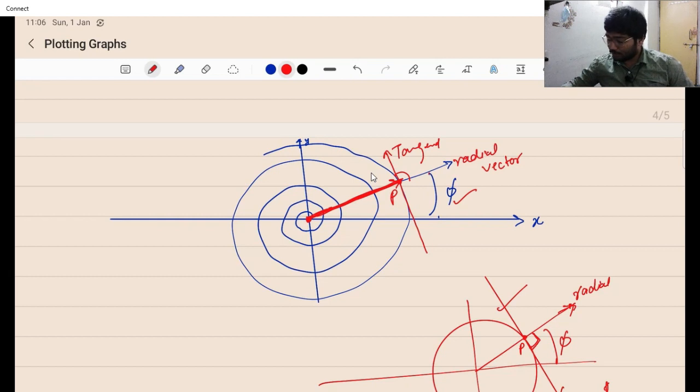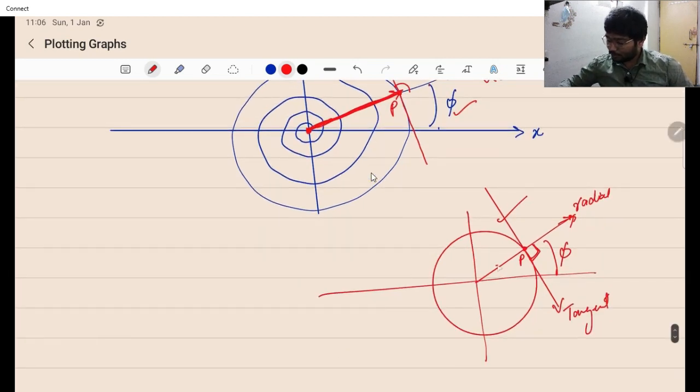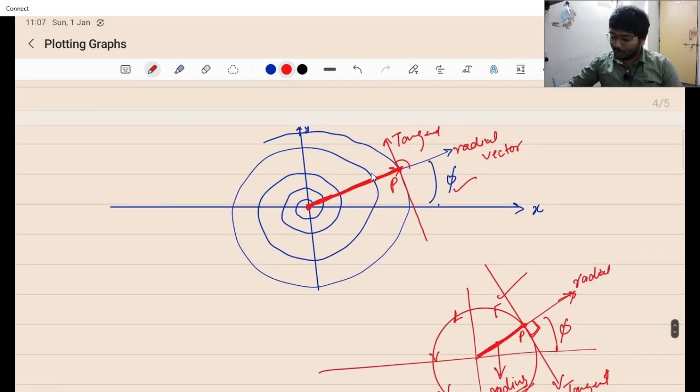In the case of a circle, the length of the radius vector is actually called the radius, and it is fixed. So this radius is a constant parameter for a circle. As you increase phi and move along the circle periphery, this length, which is the radius, is not changing. But in the case of a spiral, it is not the case.